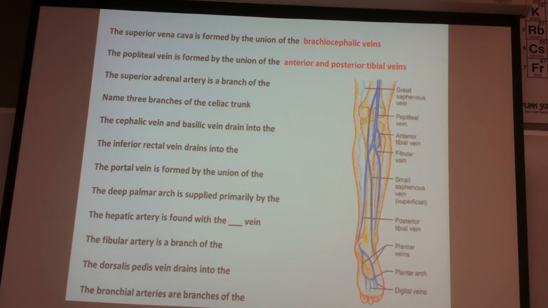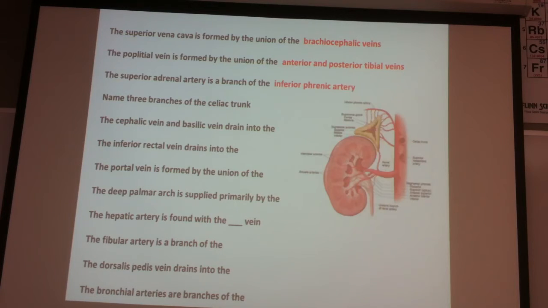Superior adrenal artery is a branch of the inferior phrenic. So here's the adrenal gland, inferior phrenic, middle adrenal, inferior adrenal. Here's the inferior phrenic along the diaphragm. The kidneys are really high there, and the phrenic gives off multiple superior adrenal branches.